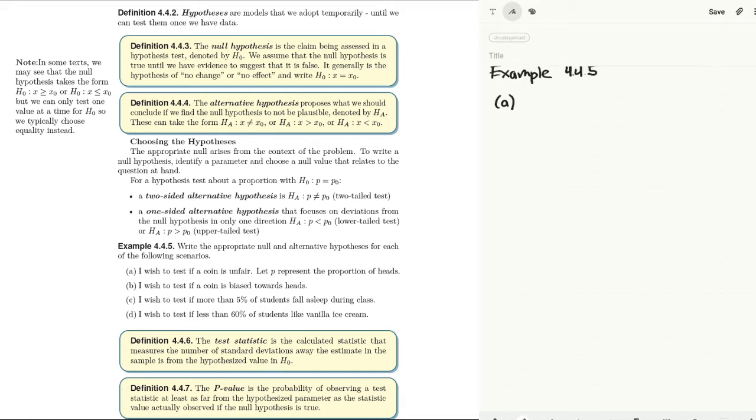Now let's consider some scenarios, and we'll write the appropriate hypotheses for each one. What we want to test will typically be given as the alternative hypothesis. So let's suppose I wish to test if a coin is unfair. And so we'll let P represent the proportion of heads. So what are the hypotheses for this test?